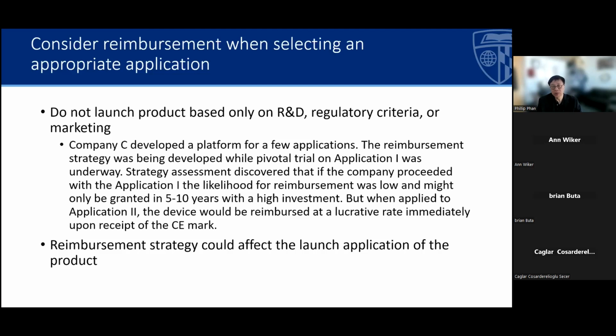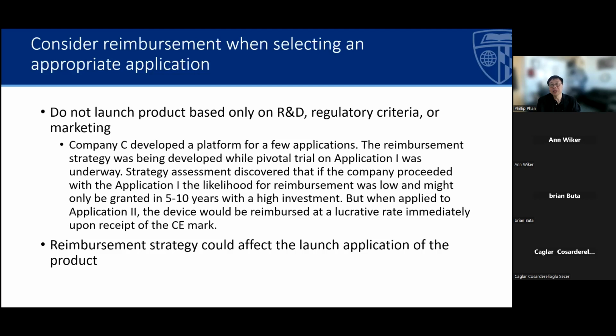But in your actual product development itself, here's some examples of why you don't just want to focus on R&D, regulation, or marketing. There's a company that developed a platform that could be applied to a bunch of applications, right? So the reimbursement strategy was being developed during a pivotal trial for the first application.